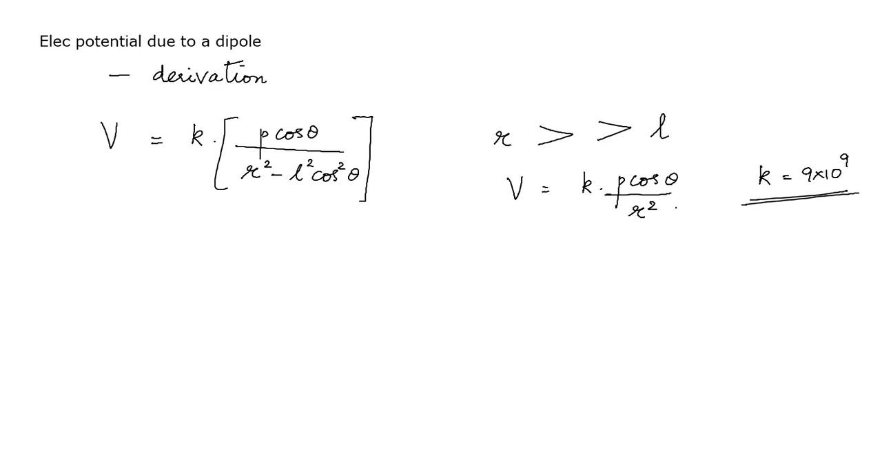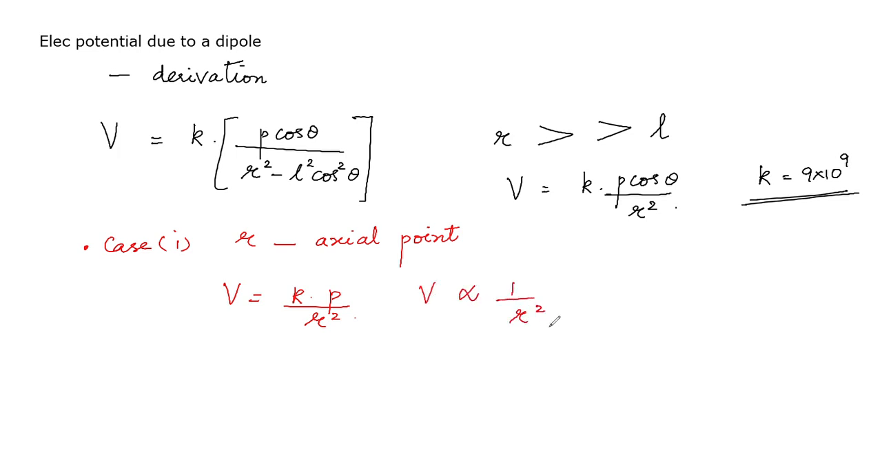Now, what will we do in this? We don't do like electric field where we are going to do three derivations. There is only one derivation. Case 1: if R is going to be along the axial point, so R is along the axis of the dipole, then V becomes equal to simply the same thing, Kp by R square. Is that clear? That is, V becomes inversely proportional to R square. Whereas if I am going to pick up an equatorial point, that is R is going to be along the equatorial point, then V becomes equal to 0.